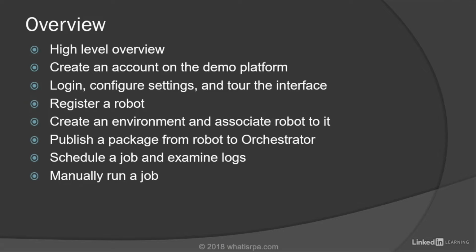We'll start off with a quick high-level overview of Orchestrator. Then we'll create an account on UiPath's demo platform. Then we'll log in, configure some settings, and tour the interface. Then we'll register a robot. We'll create an environment and associate a robot to that environment. Then we'll publish a package from the robot to the Orchestrator. We'll schedule a job and examine the logs after it runs. And then we'll take a look at how to manually run a job as well.